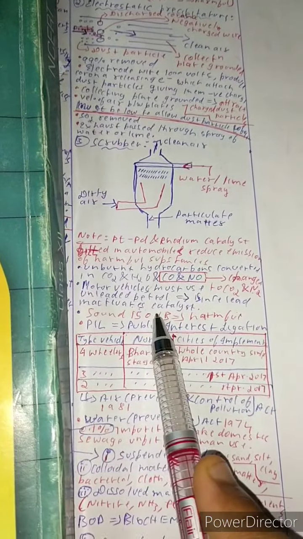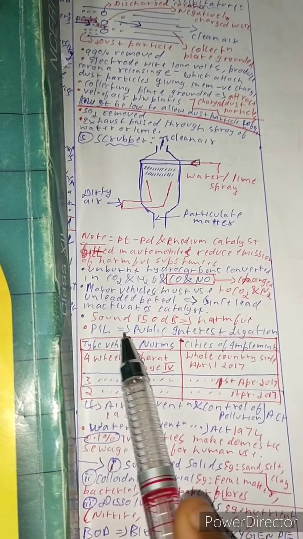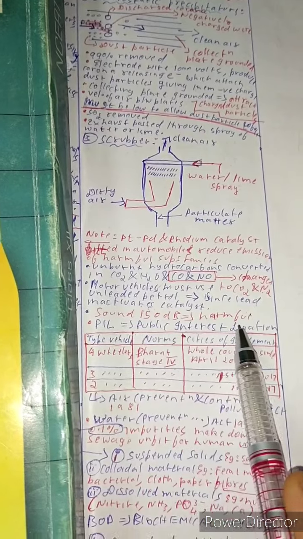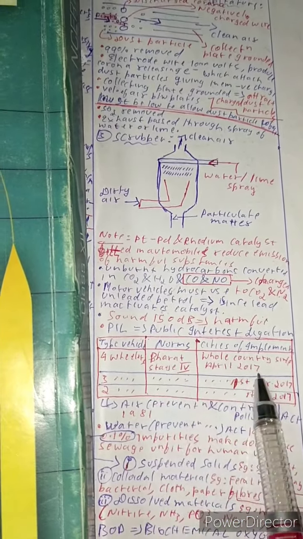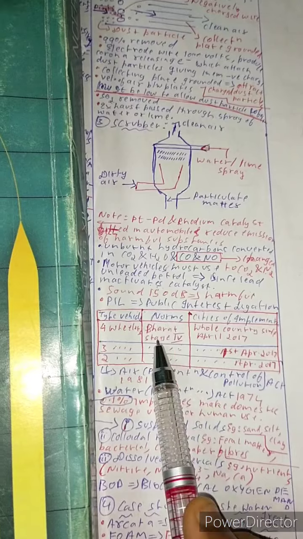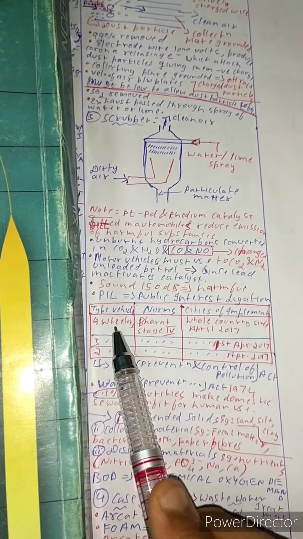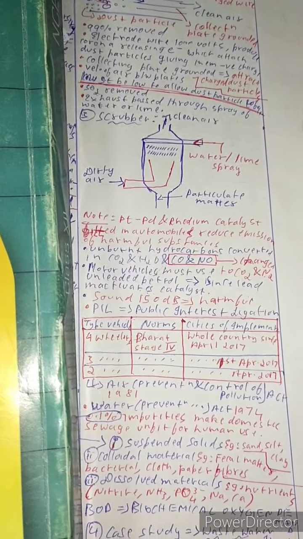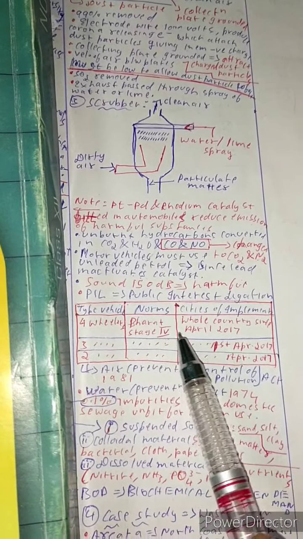Okay, sound greater than 150 decibels is considered to be harmful. According to a PIL, that is public interest litigation, which was filed, these norms were produced. That is, type of vehicle: 4-wheeler, 3-wheeler, 2-wheeler, and the norm is Bharat Stage 4 for all. Implemented first for 4-wheelers in the whole country since April 2007, and 3-wheelers on 1st April 2017, and 2-wheelers from April 2017.